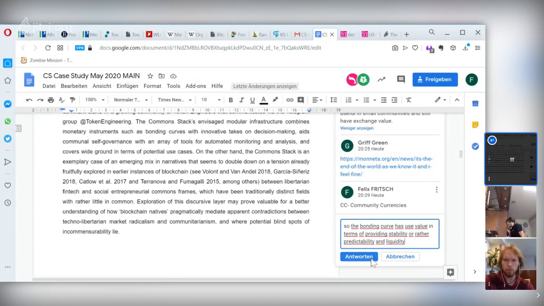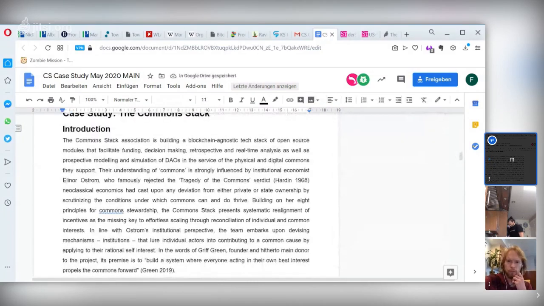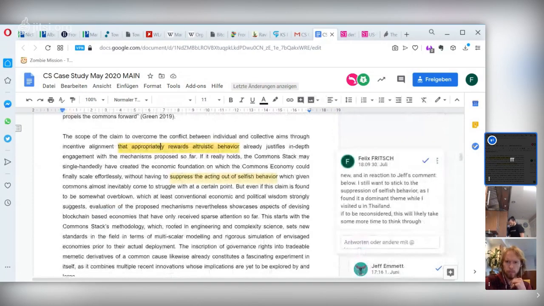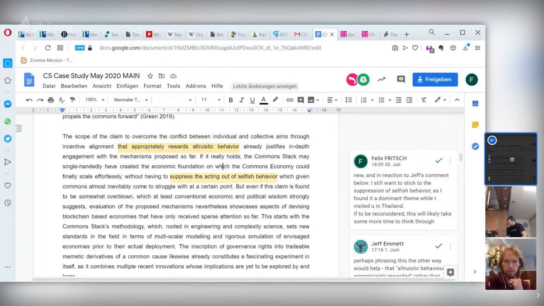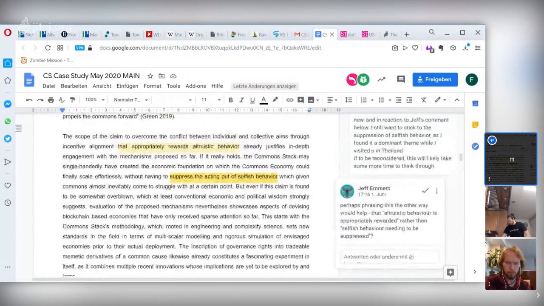Okay, got that. So now we are actually in the code. Okay, so I commented something. Let's look first at Jeff's comment. Yeah, Jeff, you want to get rid of the suppressing the acting out of selfish behavior.